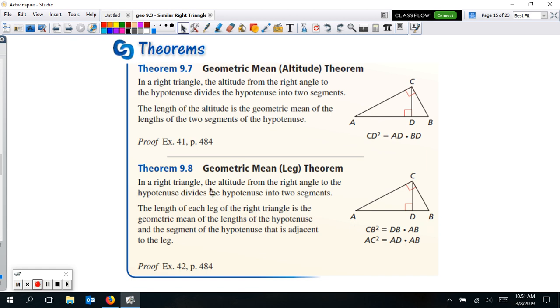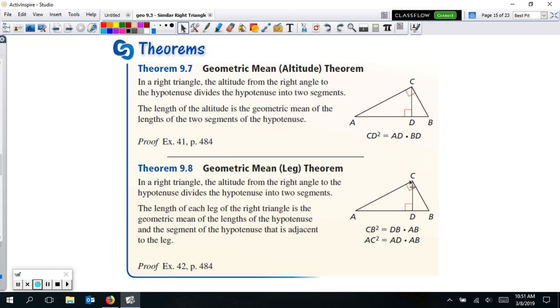So in a right triangle, the altitude from the right angle to the hypotenuse divides the hypotenuse into two segments, which we saw already before, same thing as it says up here. But now the new part: the length of each leg of the right triangle is the geometric mean of the lengths of the hypotenuse and the segment of the hypotenuse that is adjacent to the leg.